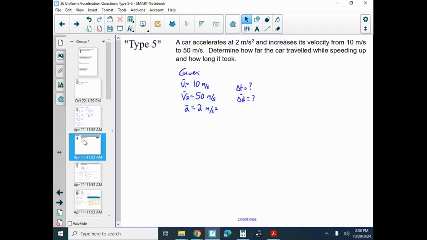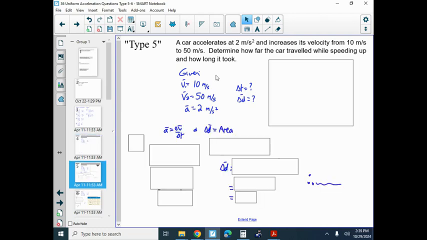So here we go. Type 5 question here for you. A car accelerates at 2 meters per second squared, increases its velocity from 10 meters per second to 50 meters per second. Determine how far the car traveled while speeding up and how long that took. So pull out the given information. Could have had the acceleration first, I suppose, in the list since it was said first. Initial velocity of 10, final velocity of 50, asking for time and displacement. So that's the question all set up for us.